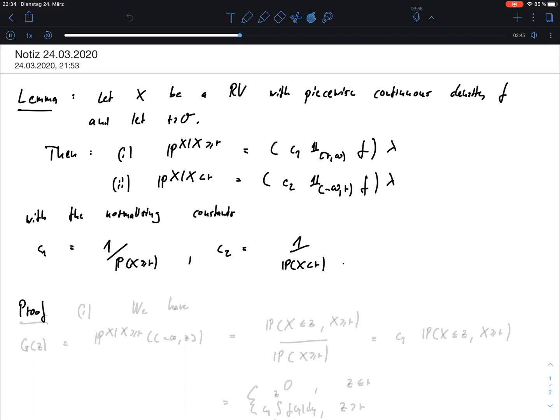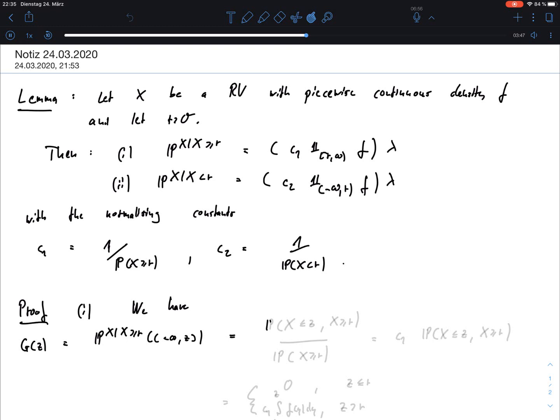Okay, how to prove this? We will only prove 1 here, 2 is completely analogous. And how to derive densities? Well, one way is to compute the distribution function and to differentiate it. So let's do this here. We have g of z, where g of z is the distribution function of the conditional distribution of x under the condition x greater or equal than r. So we need to look at these probabilities: the conditional probability that we take values between minus infinity and z.